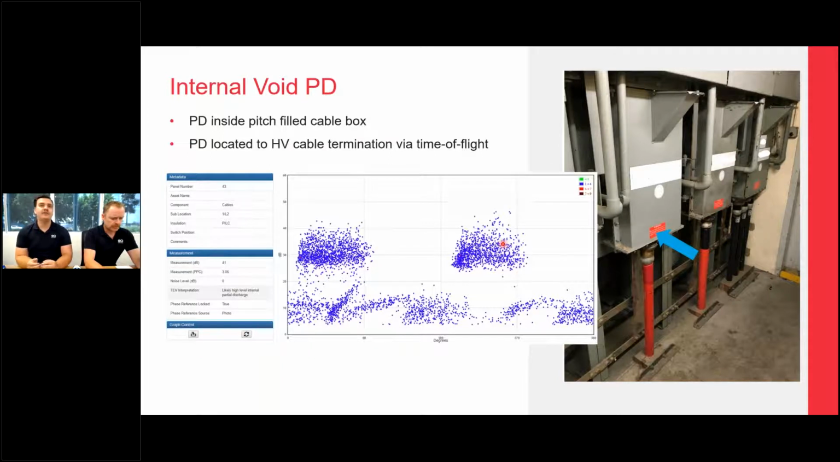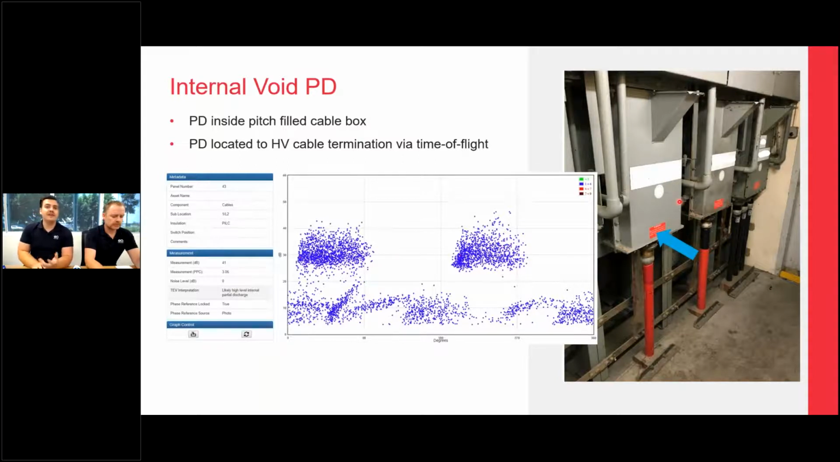From there, we were able to use the time of flight functionality on the cable itself. So you could put both of your TEV probes on the cable, and what this allowed us to do was to determine if the PD source was coming from the switchgear itself or if it was emanating up from the cable and being induced onto the switchgear where we were testing. In this test, we were then able to determine that it was coming from this cable box right here.